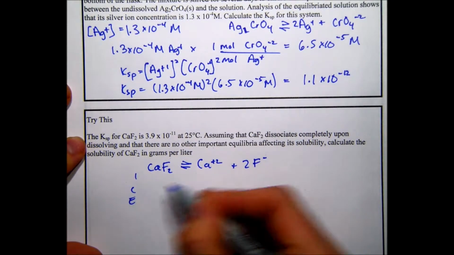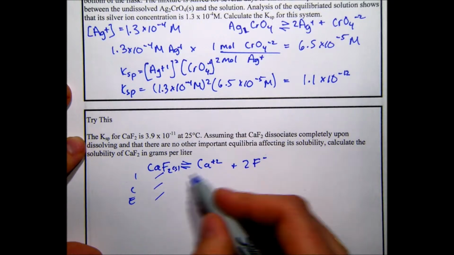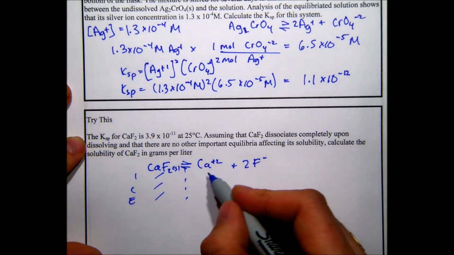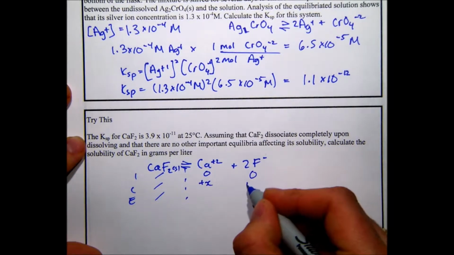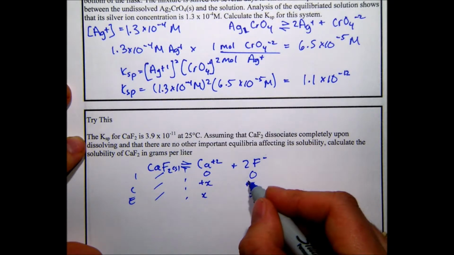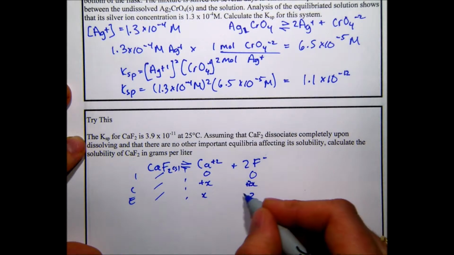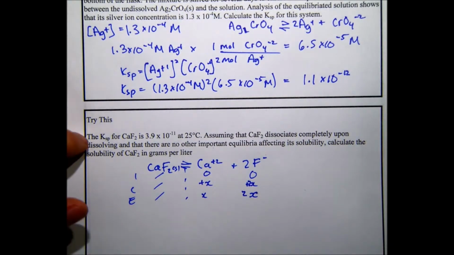I'm going to throw an ICE box together here where the solid is not going to affect us at all. Once I put the solid in there, I have none to start with. The change is going to be plus x and plus x, leaving me with x. So this should be 2x, leaving me with 2x on the fluoride term.